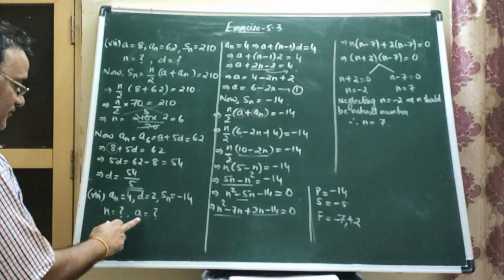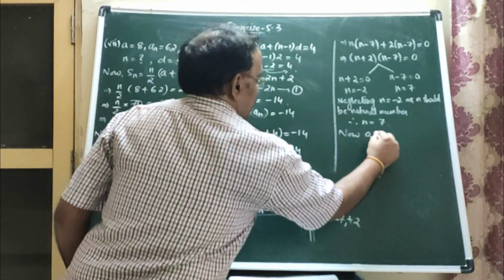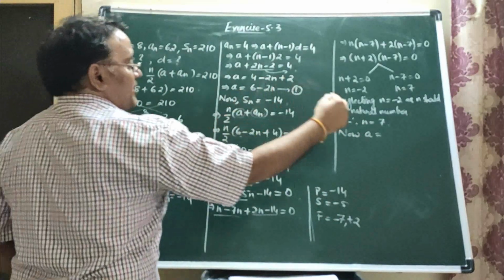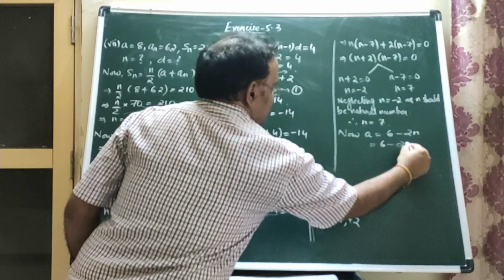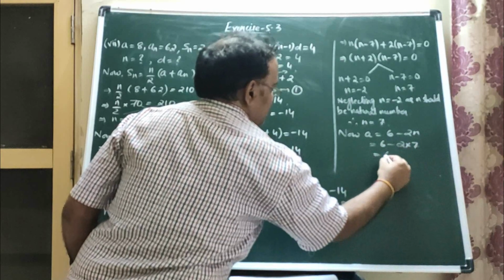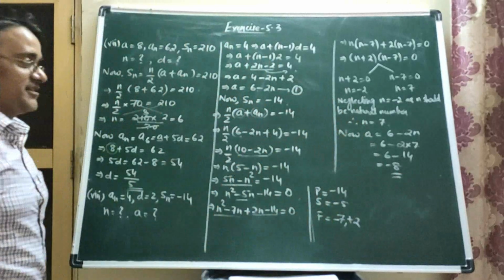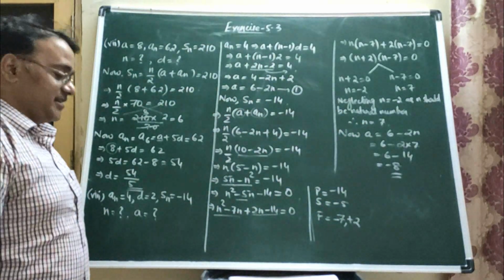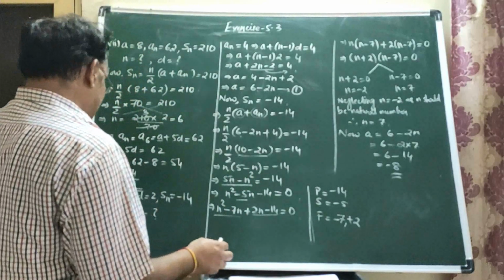Now what we have to find? A. Now a is equals to 6 minus 2n. So 6 minus 2n, n की जगह पे 7 सब्स्टिट्यूट करेंगे. So we are getting minus 8. 6 minus 14 is minus 8. So 7th 8th bit भी हो गया.